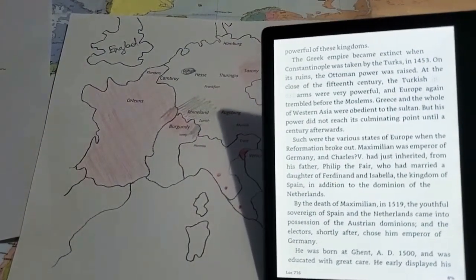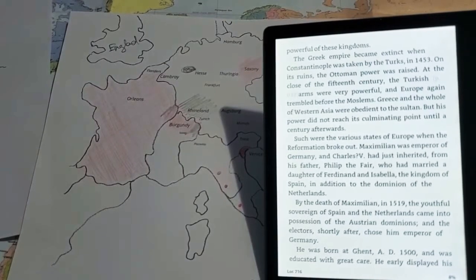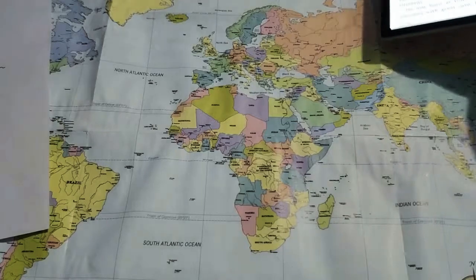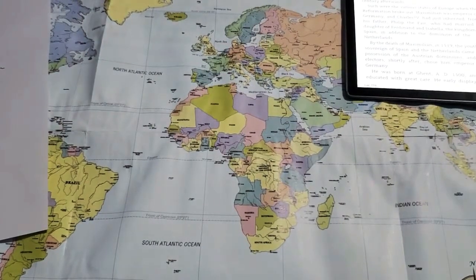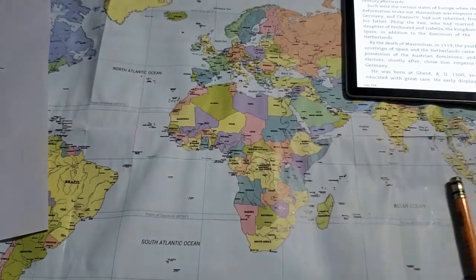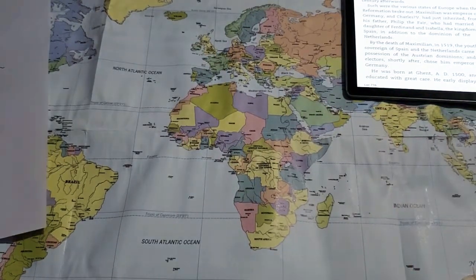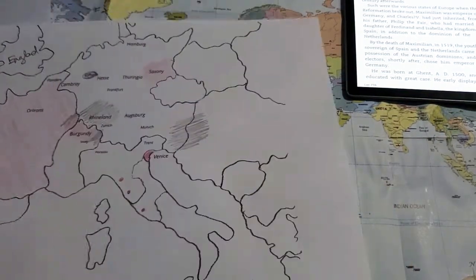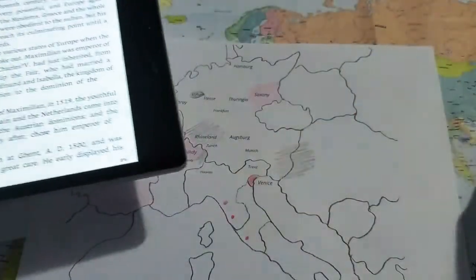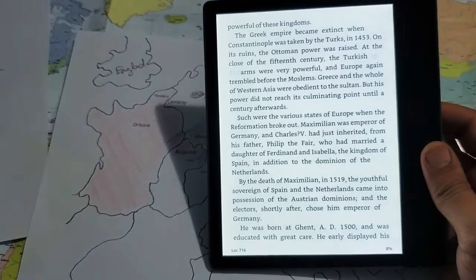The Greek Empire became extinct when Constantinople was taken by the Turks in 1453. So this is off our map, but that's Constantinople. Used to be the capital of the Greco-Roman Empire, and it was taken by the Turks. But it took them like 700 years, not for lack of trying.